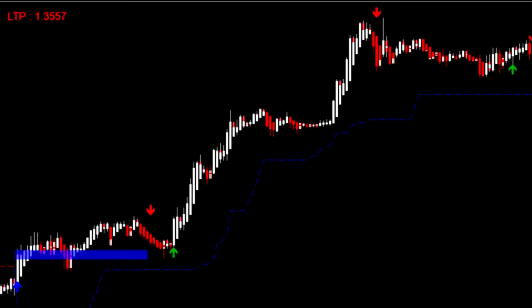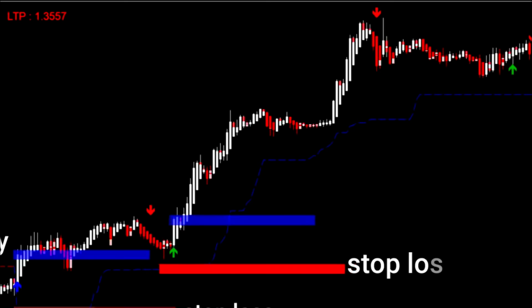So we will execute our first trade here. And we'll set its stop loss on this blue line. And after a while, when the green arrow is created here in this way, we will do another trade, executed with less volume. And set the stop loss for this trade just below the green line.